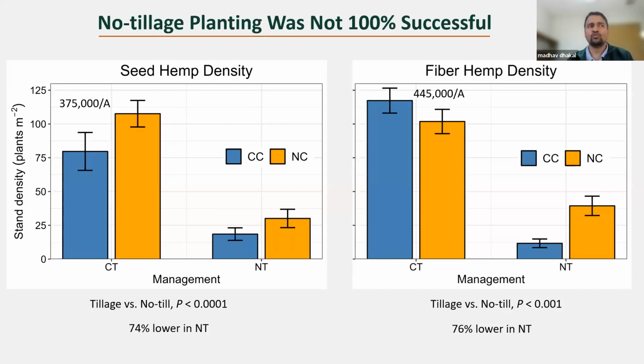And it's not only because of the cover crop residue on the top. Maybe it was the planter setting, or because we didn't know much about hemp establishment, and there could be many confounding factors on the emergence and then establishment of the plant. The germination was okay with the no-till system, but the emergence was not great.